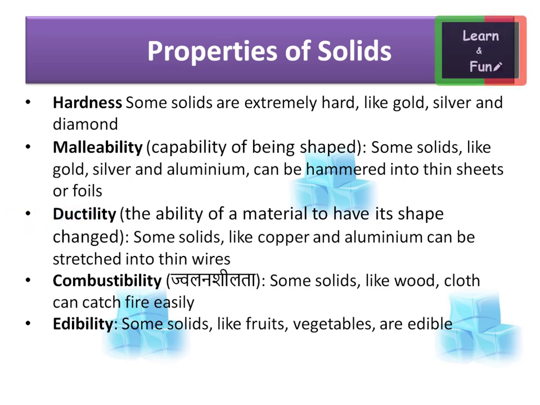And fourth one is combustibility. Some solids like wood and cloth can catch fire easily. And fifth one is edibility. Some solids like fruits and vegetables are edible.